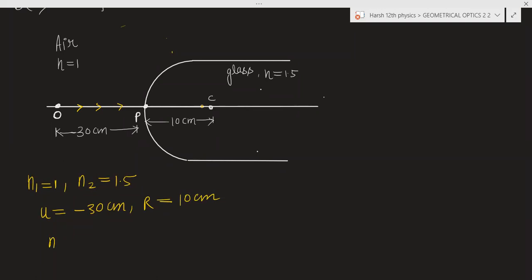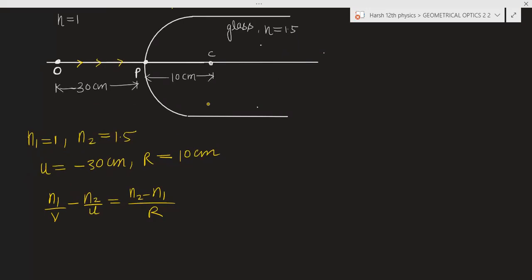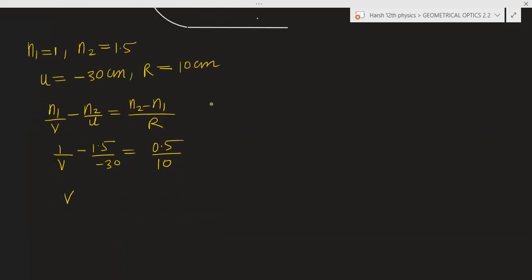So now you can apply the formula n2 by v minus n1 by u is equal to n2 minus n1 divided by r. Put all the values. N1 is 1, v we have to find, n2 is 1.5, u is minus 30, n2 minus n1 is 0.5, radius r is 10 centimeter. When you find the value of v, image distance, you will get plus 90 centimeter.